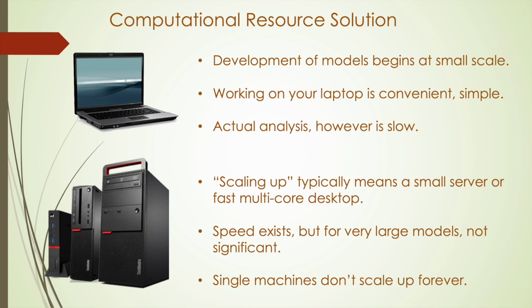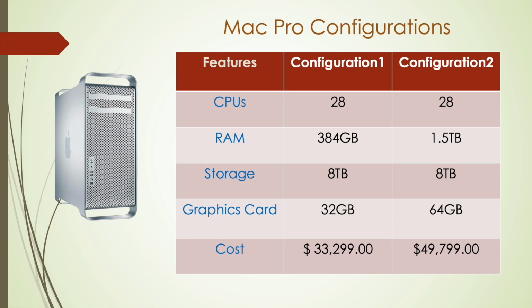There are key challenges here. One is that we cannot scale up these desktop machines forever. Another is the cost associated with them. So here I'm just projecting an idea of what a high-configuration desktop would look like. These are Mac Pro configurations, with up to 28 CPUs and different RAMs, and the storage is pretty much the same.